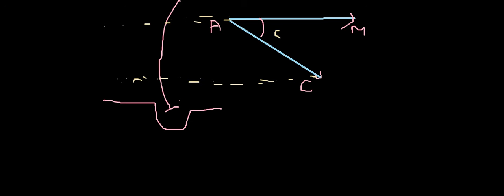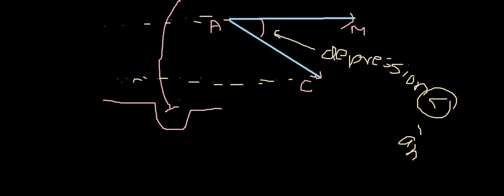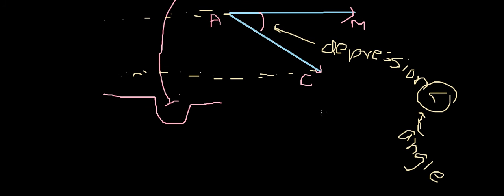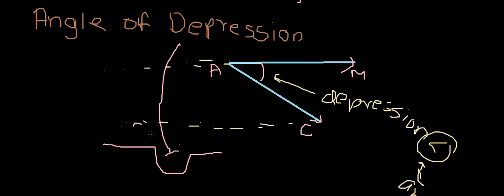So here we have this as the depression angle. You might know this symbol, which is actually angle. Instead of writing the whole spelling of angle, you can use the symbol, but it's not a proper way, just for the sake of the video I'm using this. So this is the angle of depression. This is the depression angle.